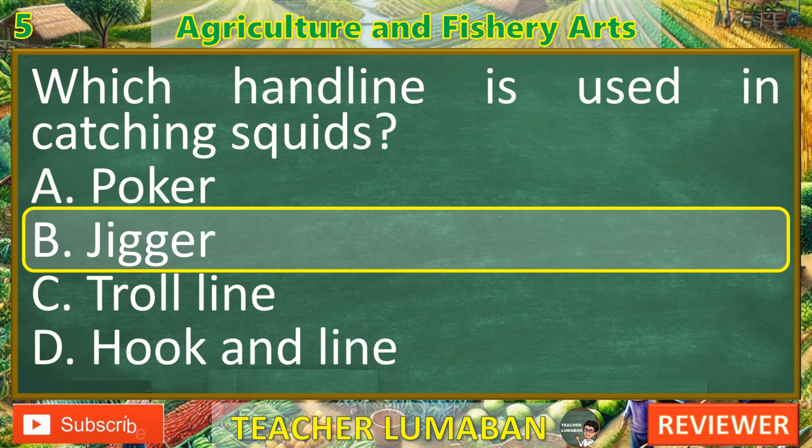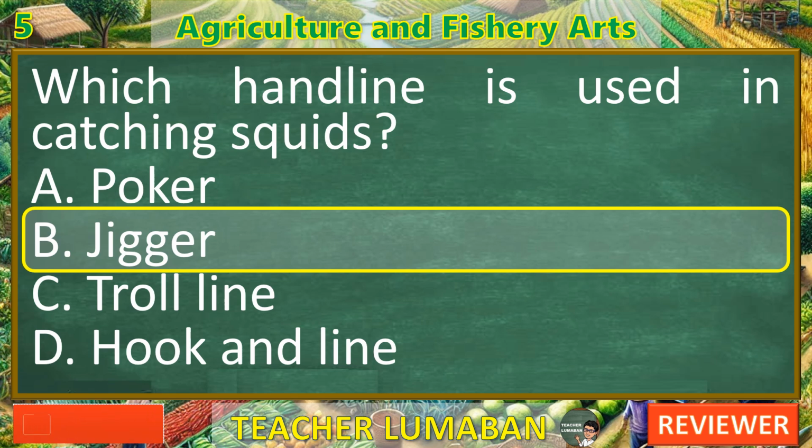B. Jigger. A jigger is a specialized hand line used specifically for catching squids. It typically consists of a line with multiple hooks, jigs, attached often with bright colors or shiny surfaces that attract squids. The jigger is designed to mimic the movement of prey, making it effective for squid fishing.